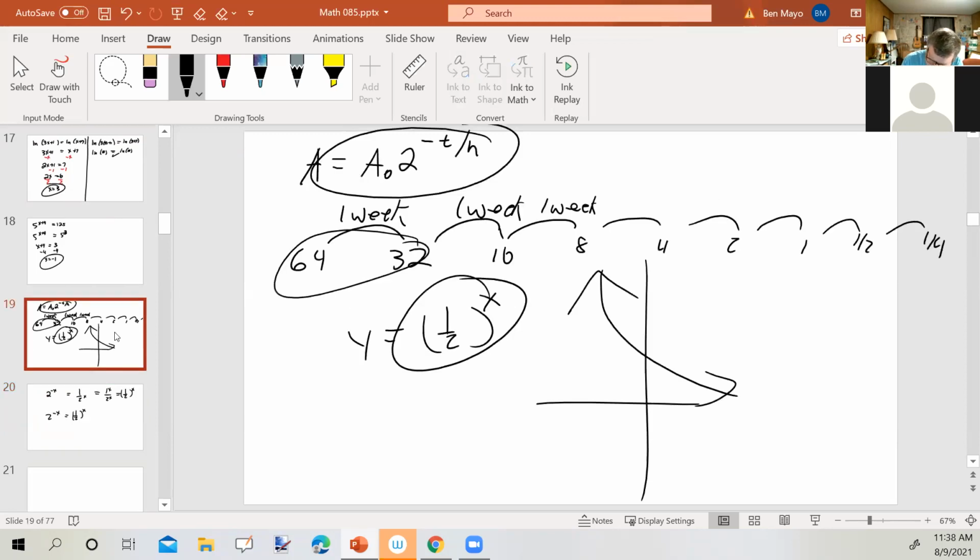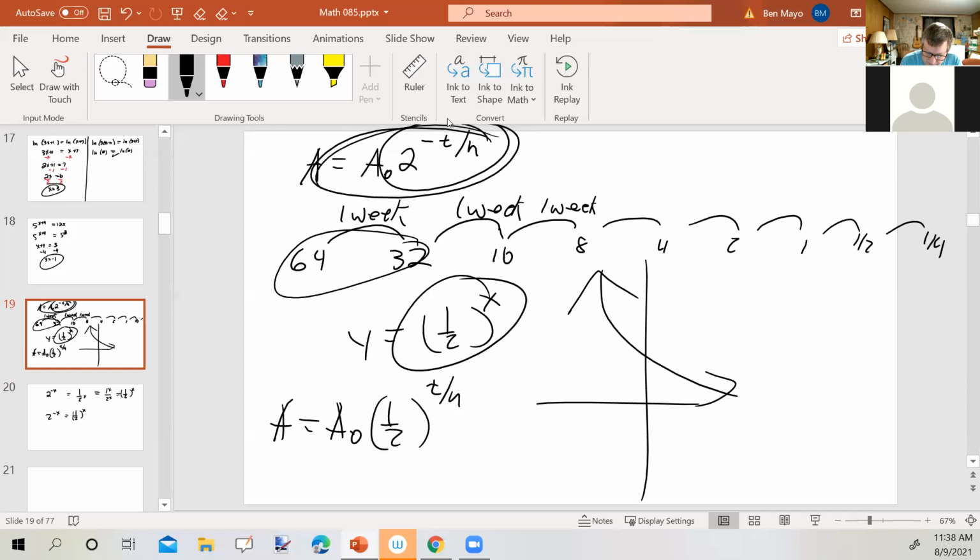So let's go back to this formula. Here, they could have written this formula like this, with a positive t but a base of 1/2. For whatever reason they didn't, they used a 2 to a -t over h power. But I just want to assure you that this is a half-life formula. The population gets cut in half every time the half-life period happens.